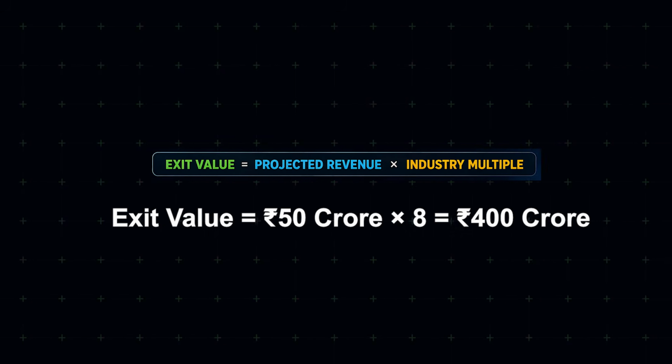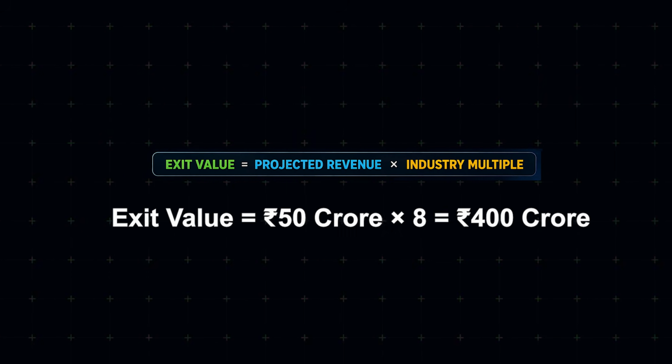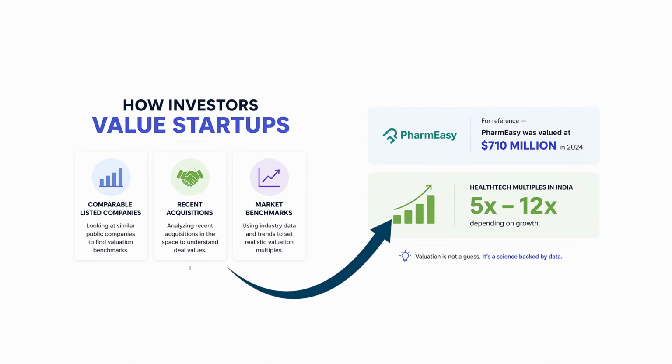And for SwiftMed, my year 5 projected revenue is what? 50 crores. And if I look at comparable healthcare companies, how they are valued in the market, I get an 8 times multiple. So exit value would be 50 into 8, 400 crores. Now, where did this 8 times multiple come from? We can use comparable companies analysis, say past acquisitions and listed companies. We can look at benchmark companies also.